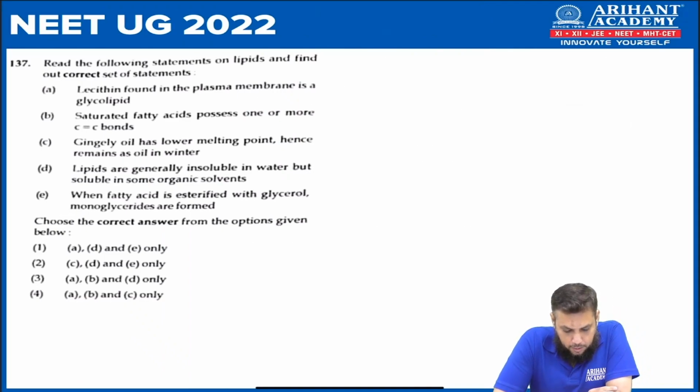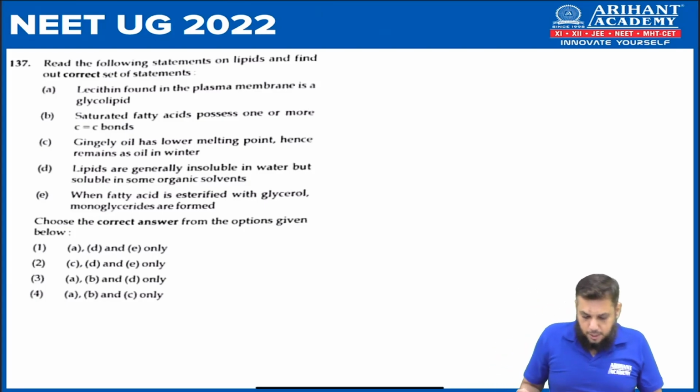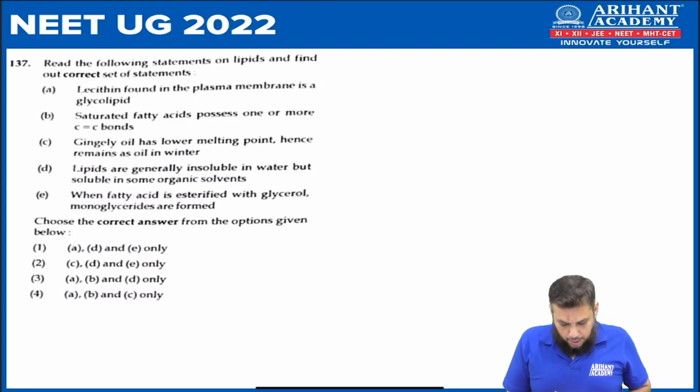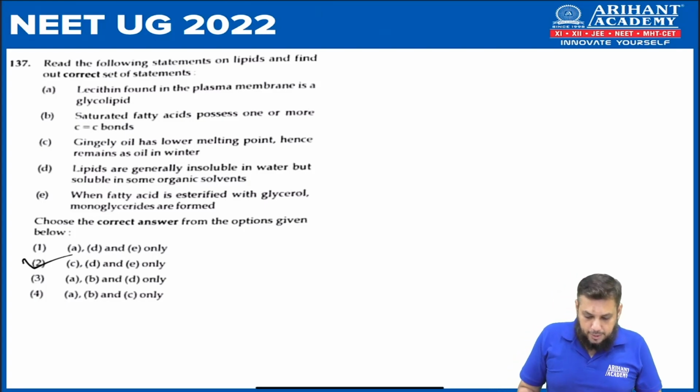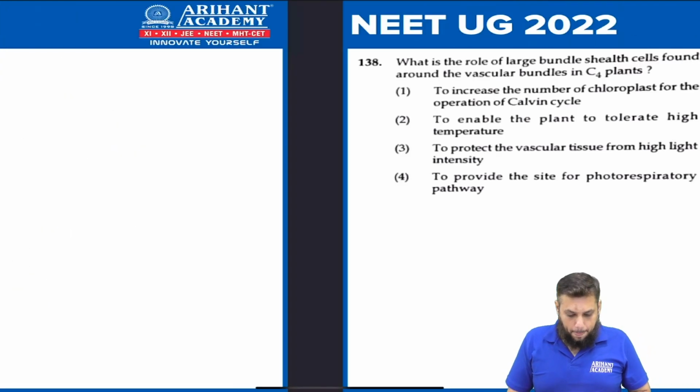137. Read the following statements on lipids and find out the correct set of statements. So for 137, the correct answer would be C, D, and E. The gingelly oil, the sesame oil, has a lower melting point. Lipids are insoluble, correct. So it will be C, D, and E. For 137, biomolecules, the answer would be 2. The lecithin statement given is wrong.